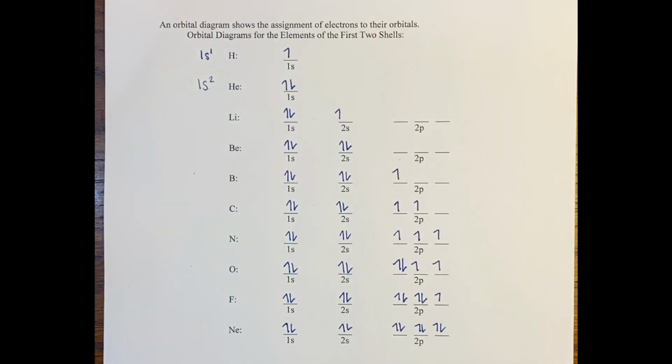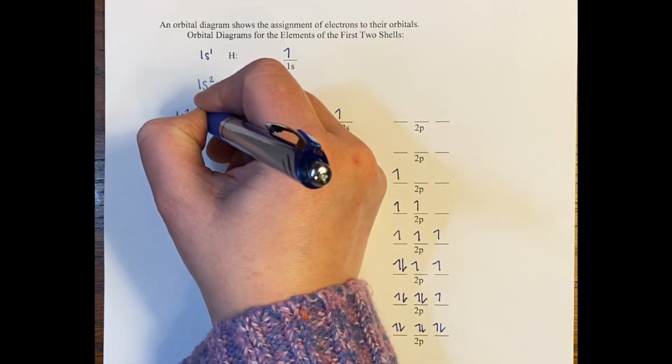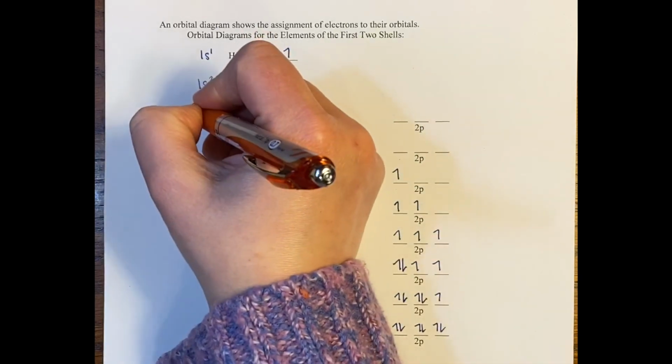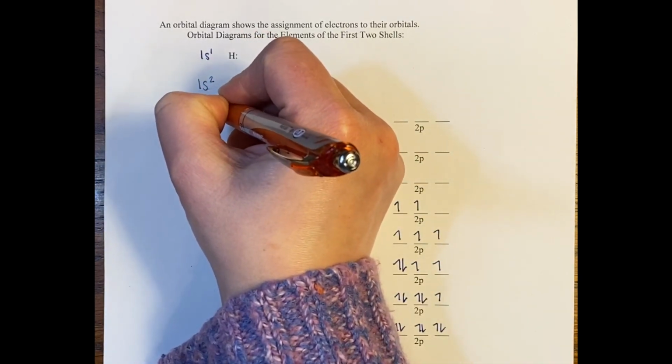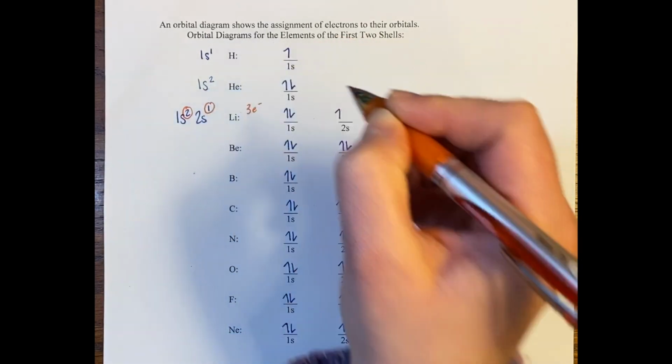Helium is at the end of the first period on the periodic table, and it corresponds to the position where the first shell of electrons is now filled. For lithium, I have two electrons in a 1s orbital and one electron in a 2s orbital. So my electron configuration is going to be 1s2, 2s1. And if I were to add up my superscripts, the 2 plus the 1, it tells me that I've placed 3 electrons for lithium.